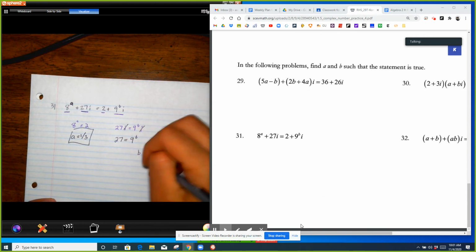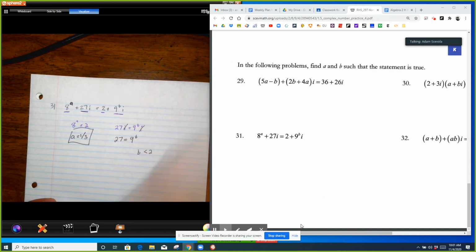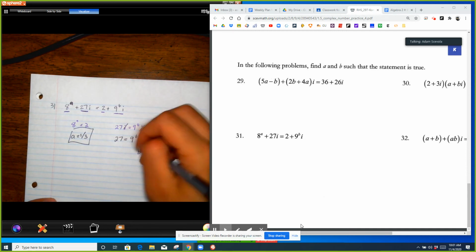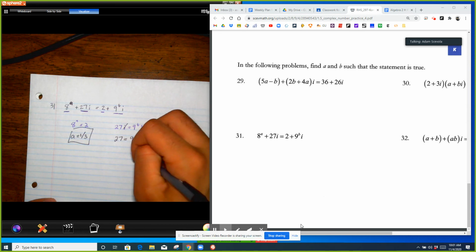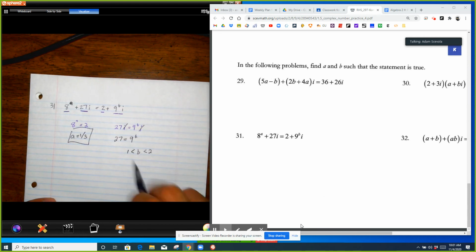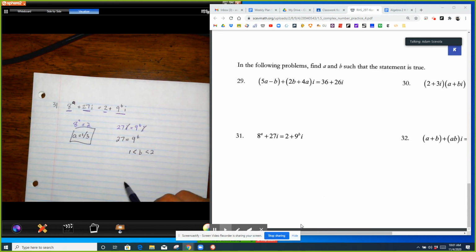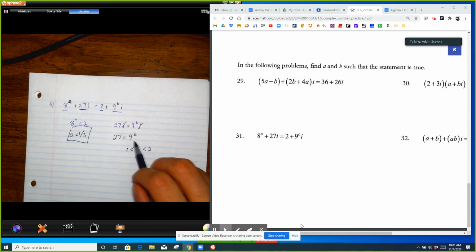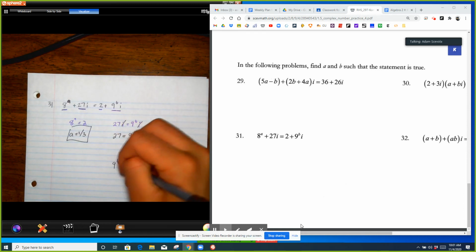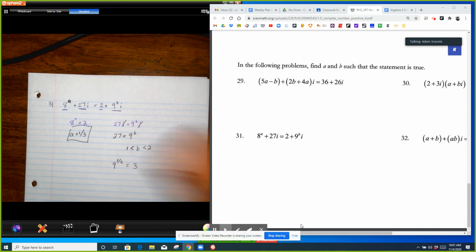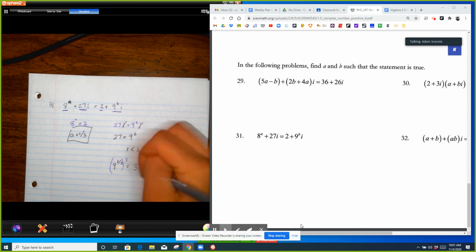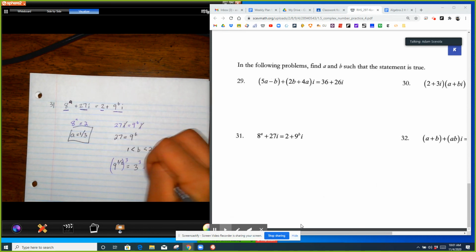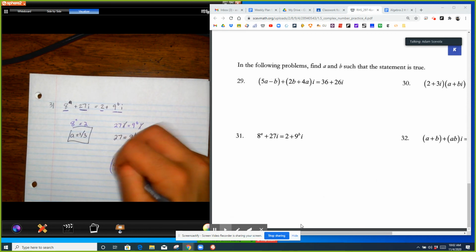So we're going to take 9 and take the square root and get 3. Then if you cube it, you get 27. So there's our exponent that we need for B. B should be 3/2, and A is 1/3. This is like a system of equations, but you have to figure out what exponents A and B have to be to make the statement true.